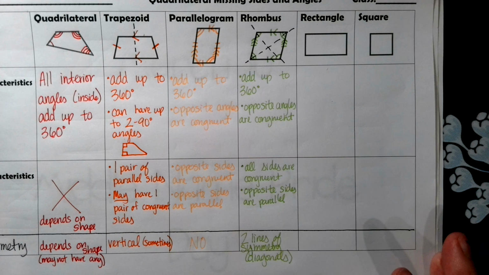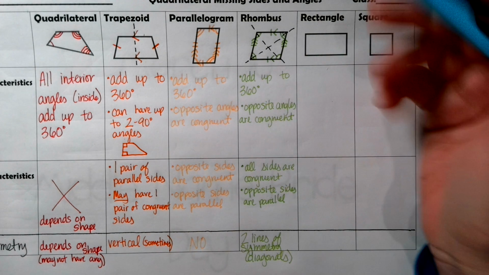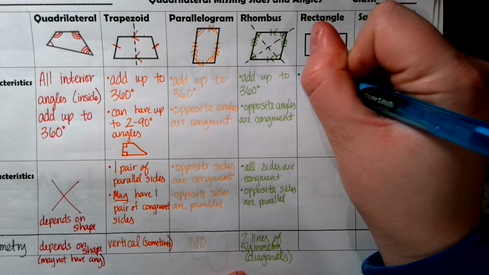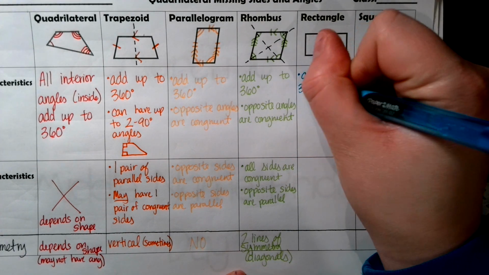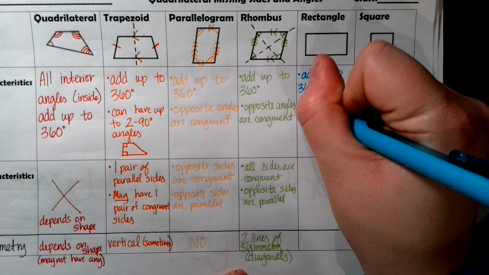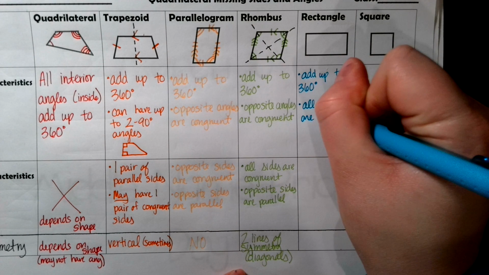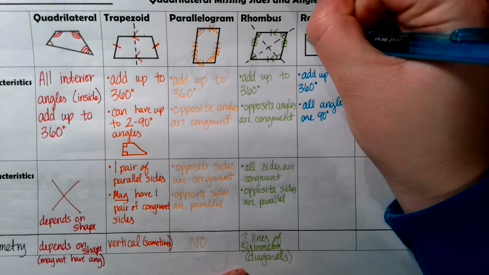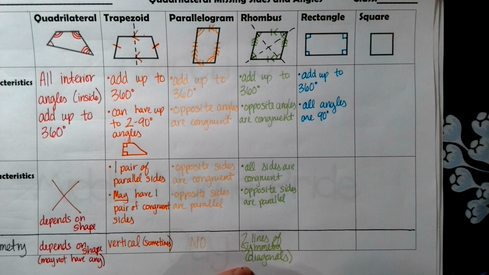Next up, we've got rectangles. For rectangles, all the angles are going to add up to 360 degrees. Hopefully writing this so many times it'll stick in our brains. All angles are 90 degrees. That's what makes a rectangle special. Again, we show 90 degrees using those little boxes in the corners.